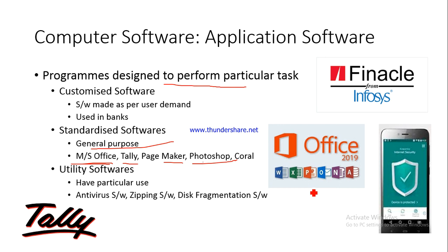Let's talk about the utility softwares now. They have got particular use. For example, it could be the antivirus software, which you can see here. There could be the zipping software, where you reduce the size by zipping a particular folder, and disk fragmentation softwares are also used. They're all utility softwares. They have a particular use only. Antivirus would only protect your system from virus attacks, right? So they've got particular use only, and that is why they are known as utility softwares. They've got a particular utility, right?